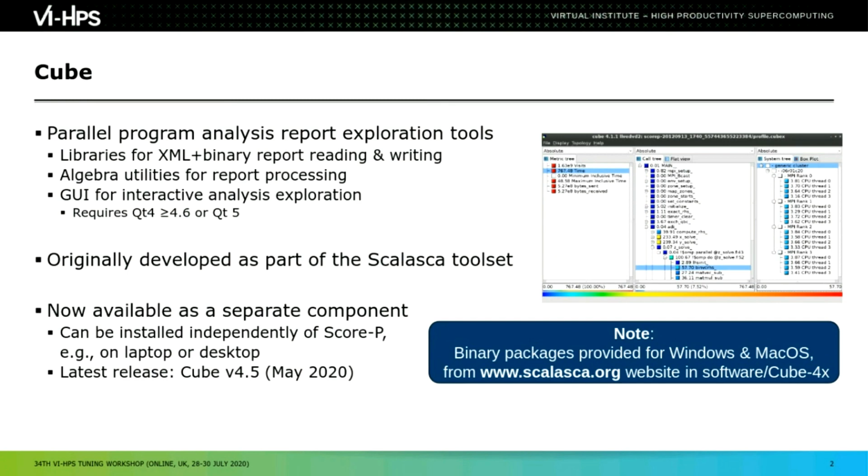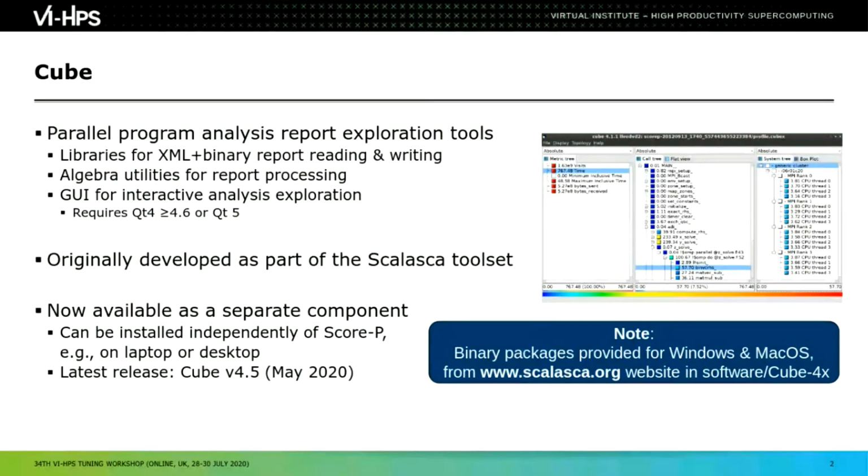As well as the GUI for doing this analysis, there are additional utilities which we might cover that allow you to do some additional processing to combine different measurements or to do differences between them. There are a number of what we call algebra utilities that allow you to do those sorts of operations. Historically, Cube was developed as part of a predecessor to Scalasca and then developed further as part of the Scalasca toolset, and is now used with Scorpio and with Tau and with other measurements as well.